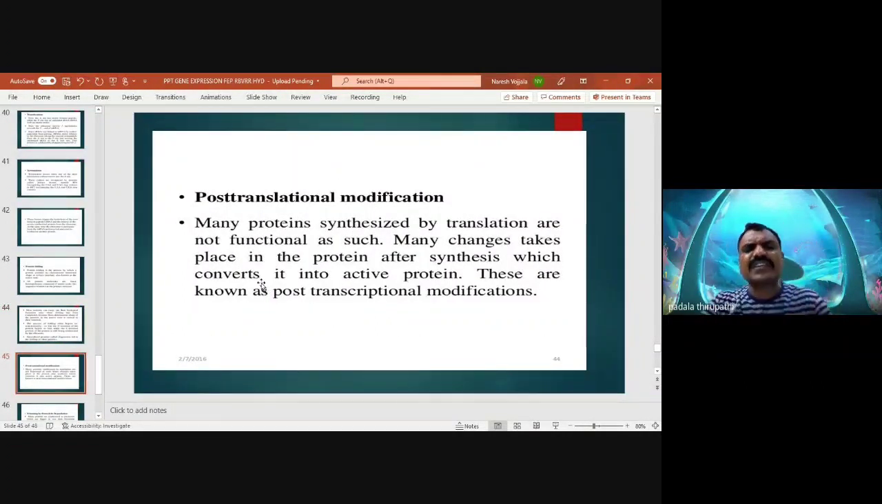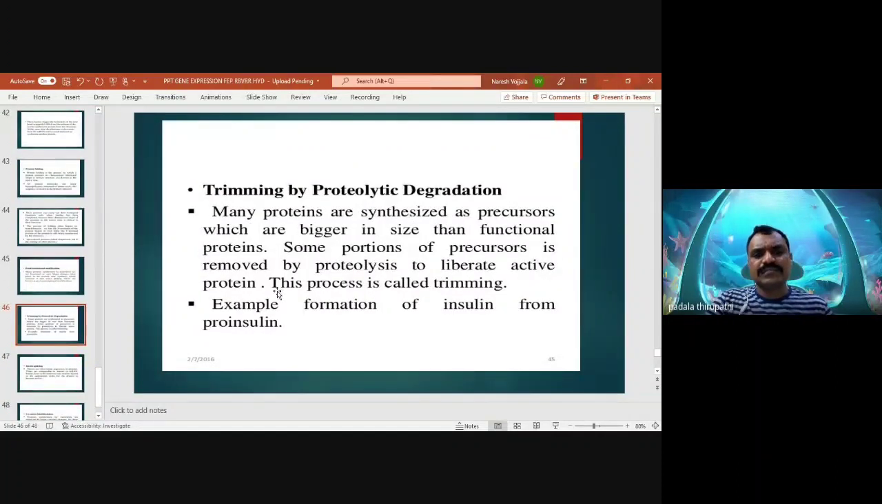Then after translation, post-translational modifications we are also going to discuss here. Many proteins synthesized by translation are not functional as such. Many changes take place in the protein after synthesis, which convert it into an active protein. These are known as post-translational modifications. Then trimming by proteolytic degradation.